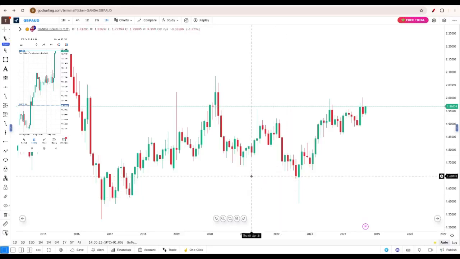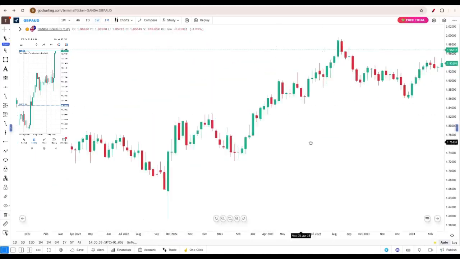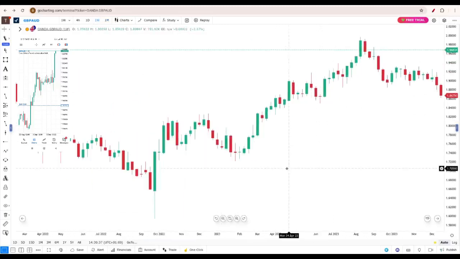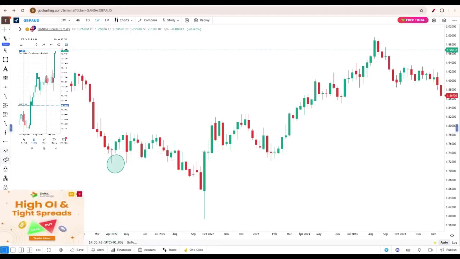To see a clearer view, I'm going to move down to the weekly time frame. Let's go to the weekly time frame. As you can see here, the head and shoulder is more obvious. Let me point it out for us to see. This is one shoulder, that is the left shoulder. This is the head, as you can see here. Then we have the second shoulder here.